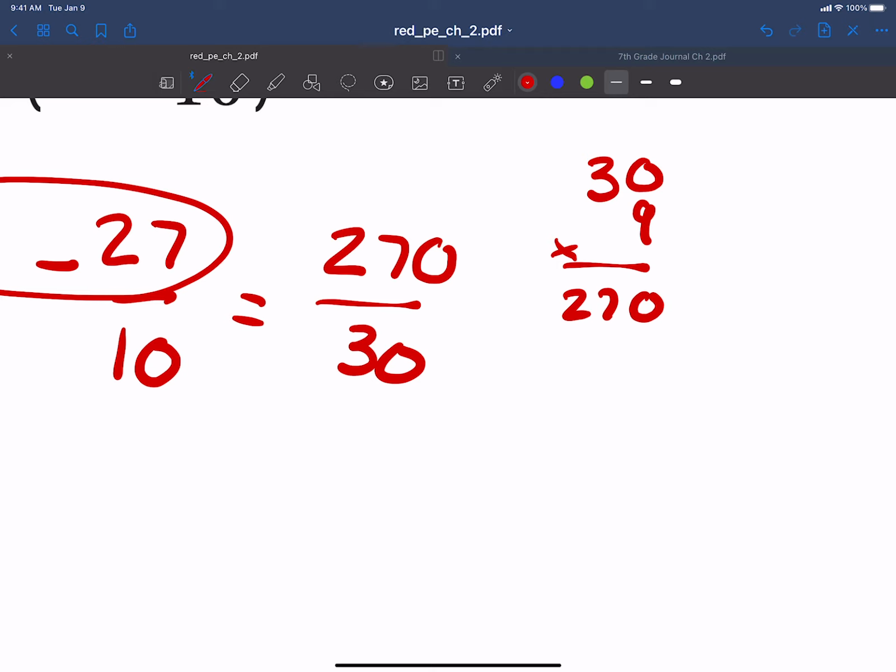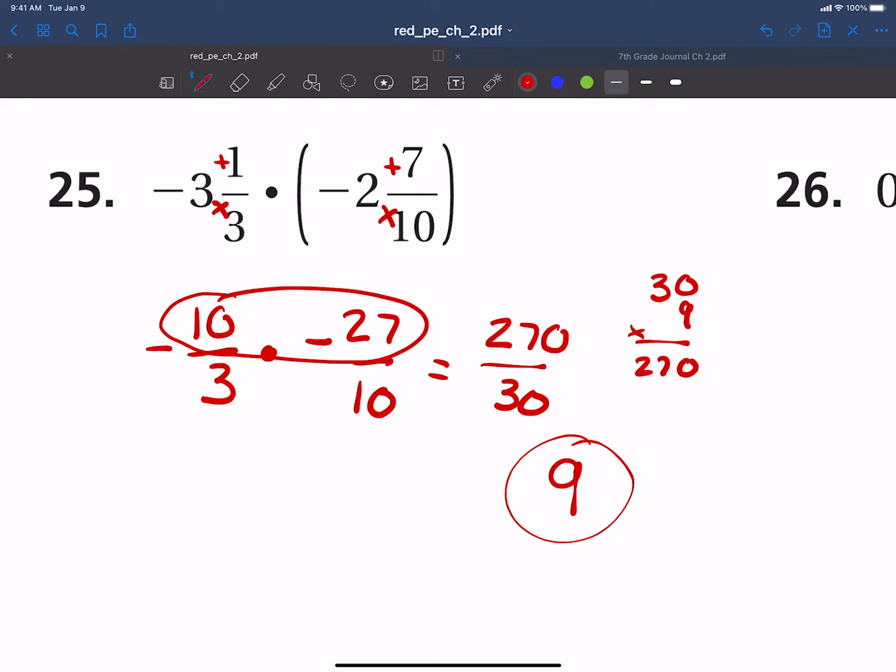Ooh! Is that perfect? Yeah. Oh my goodness. 270 divided by 30 is 9. No fraction, no decimal. And it's positive. It's beautiful. I love when things happen like that. Gorgeous. Okay, so far we've done 2 examples.